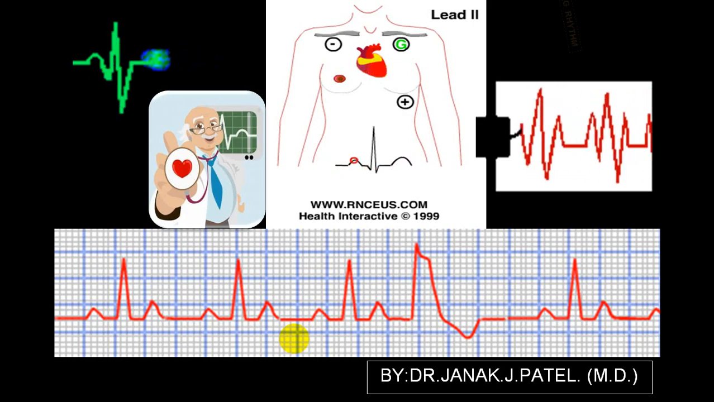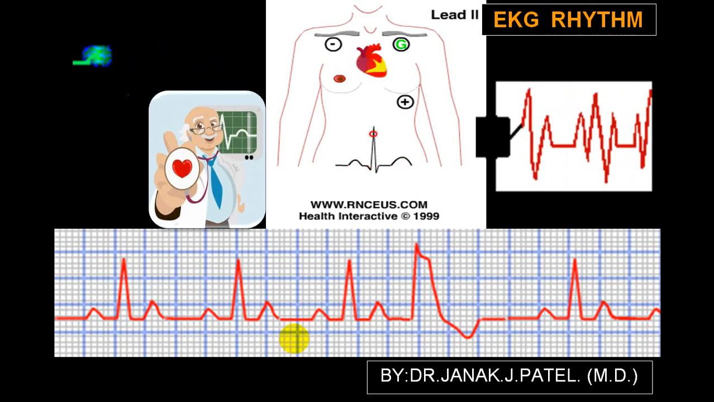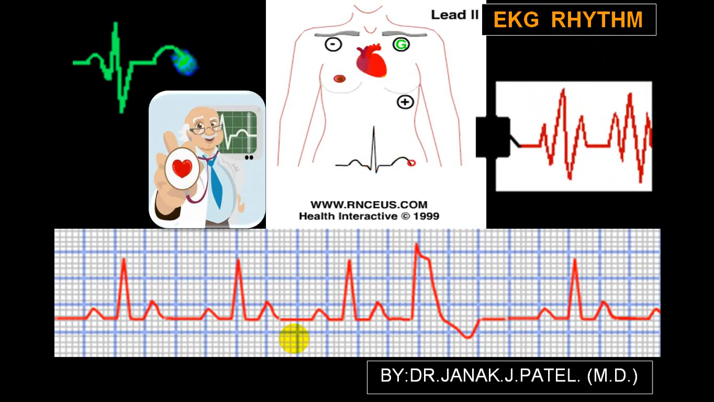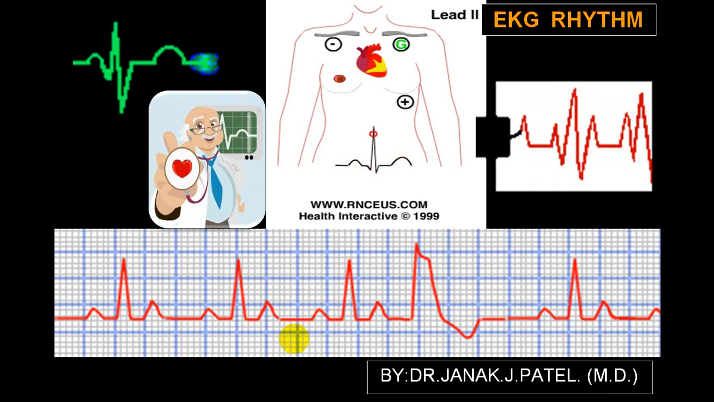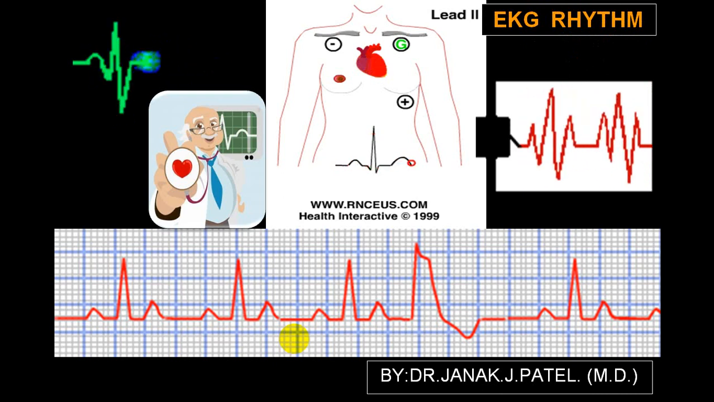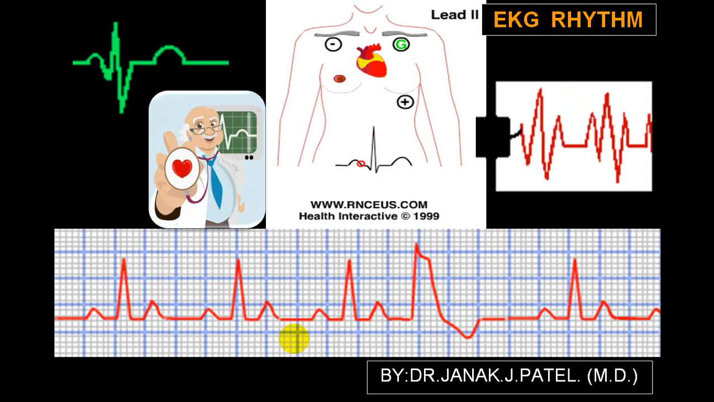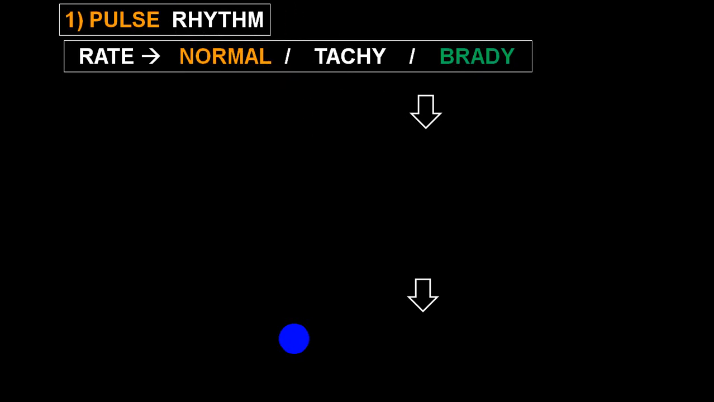So we start with rhythm. So rhythm means three things. One, rate. Second, regularity. And third, origin of the pacemaker. As far as pulse is concerned, you can calculate the rate. Whether it is between 60 to 100, we call that normal. Whether it is irregular, regular, whatever it is, we call that normal.